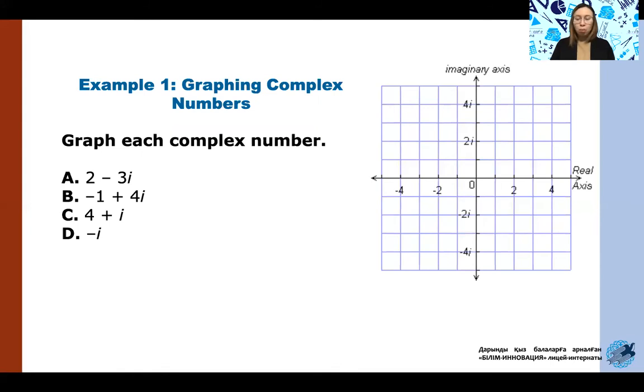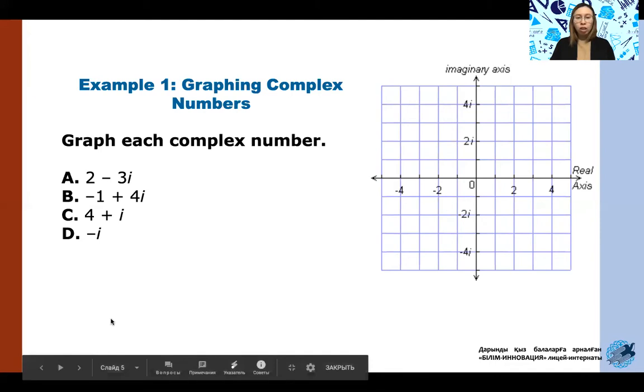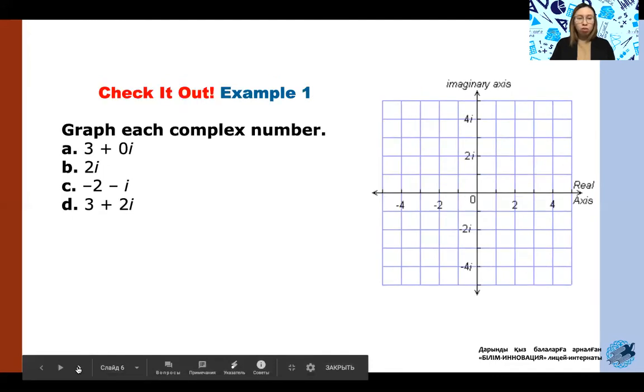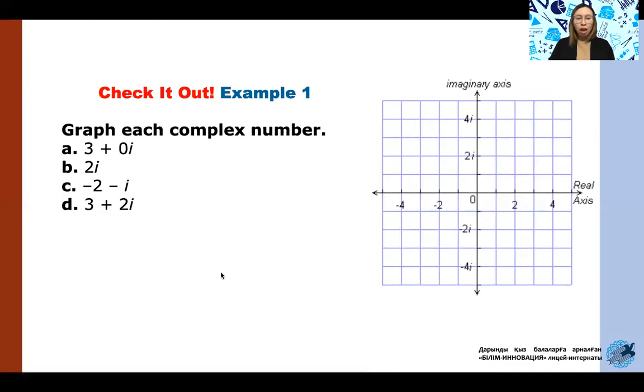Before this example, I want to show how we can graph complex numbers. First of all, I have the graph of each complex number like 3 plus 0i, 2i, minus 2 minus i, 3 plus 2i.